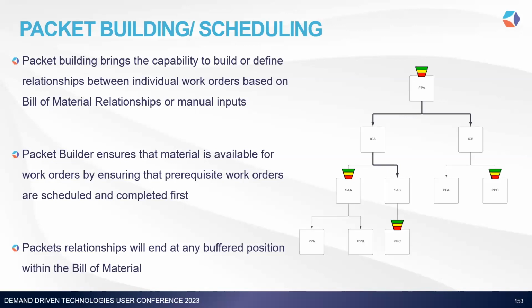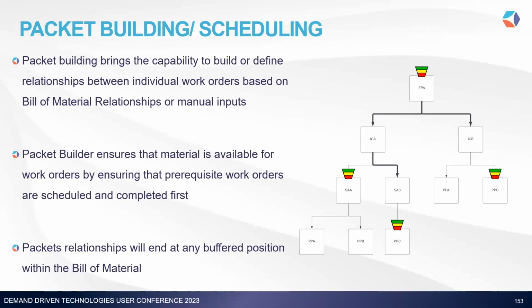And you can do this directly within the scheduler. You can run the entire schedule with a packet building setting on, and what it'll do is auto-generate those relationships by looking at the bill of materials. Or you can even do a manual import, define the relationships yourself, and then work with it that way.